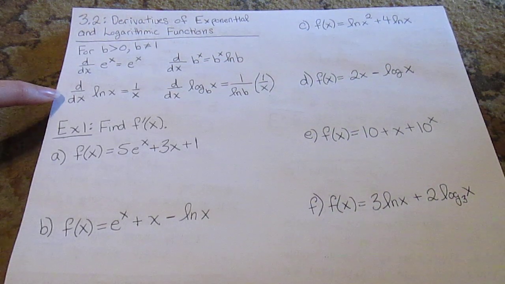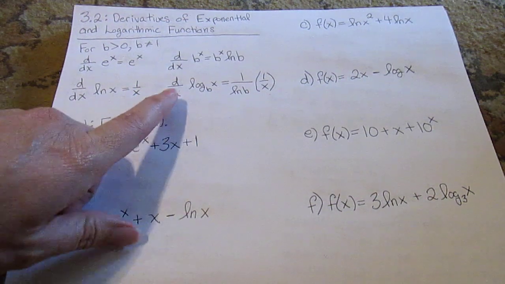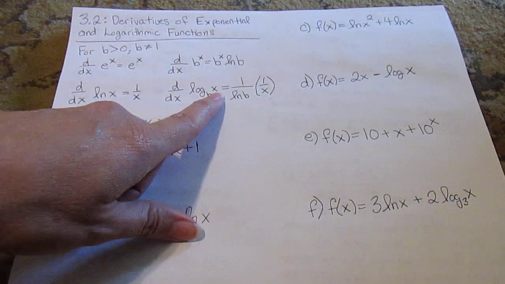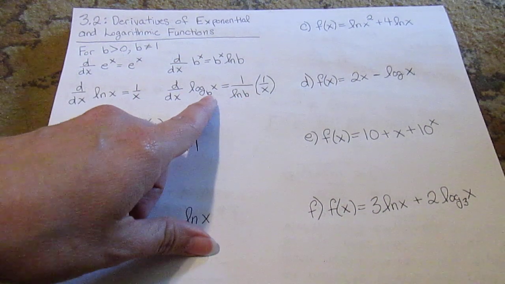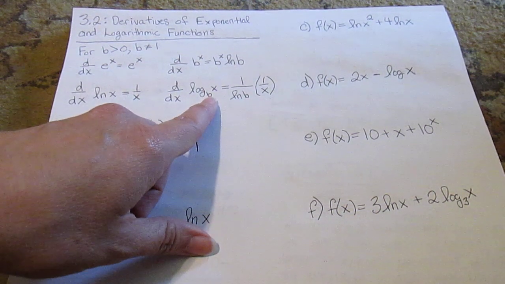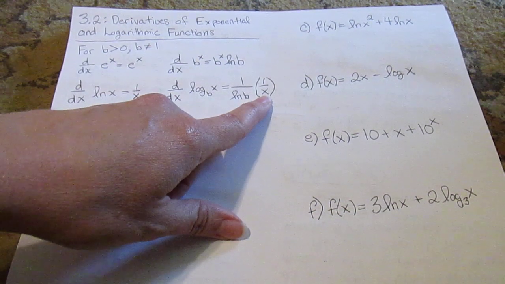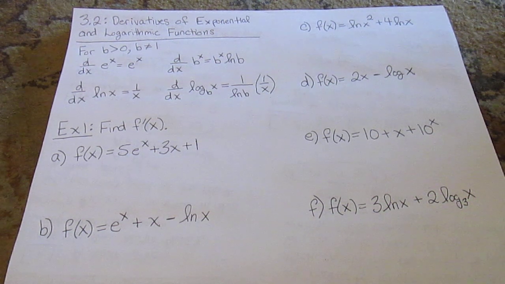D over dx of ln x is 1 over x. And d over dx log base b of x is 1 over the natural log of b. Notice that's what the base was, so you're just going to look to see what the base was. That's your b. And then times 1 over x. So let's just try a few of them out.